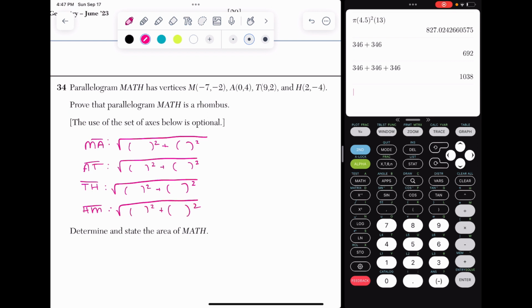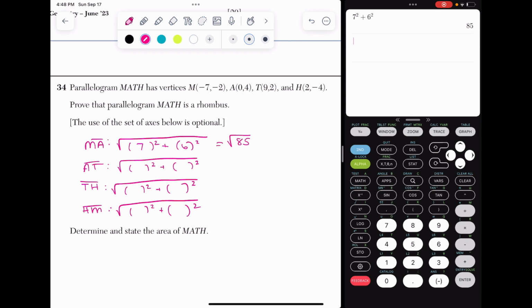All right, for MA, the distance between the x values is 7. Distance between the y's is 6. If I type in what's inside that radical here, this is going to give me radical 85. I'm going to leave it like that.